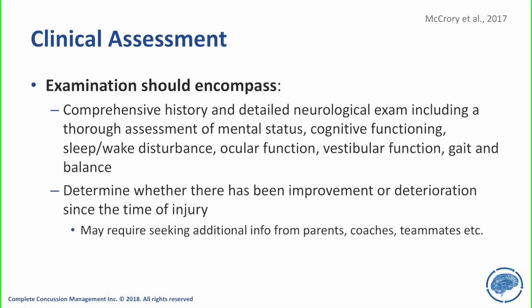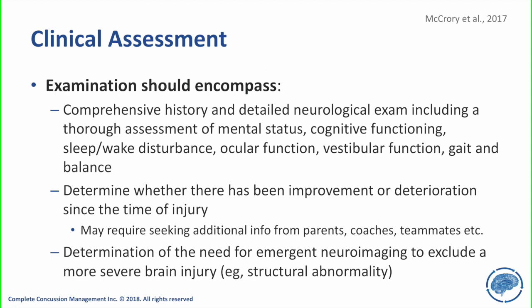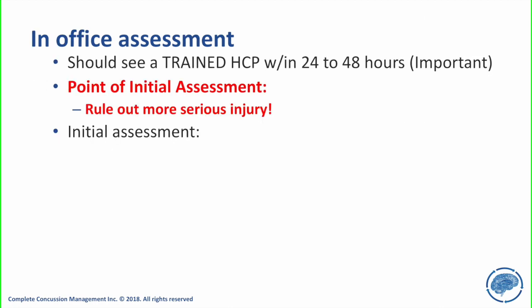Determine whether or not there has been an improvement or deterioration since the time of injury. You may need to ask the parents, the coaches, the teammates, etc. How have they been? Are they getting worse? Are they getting better? Because that can tell you a lot, because really what you want to do is determine the need for emergent neuroimaging to exclude a more severe brain injury. The concern isn't necessarily concussion. The concern is that they have something worse than a concussion, such as a bleed or a skull fracture or increasing pressure inside their brain. And there are some telltale signs for this that you should be aware of. They should be in to see someone with training within 24 to 48 hours.